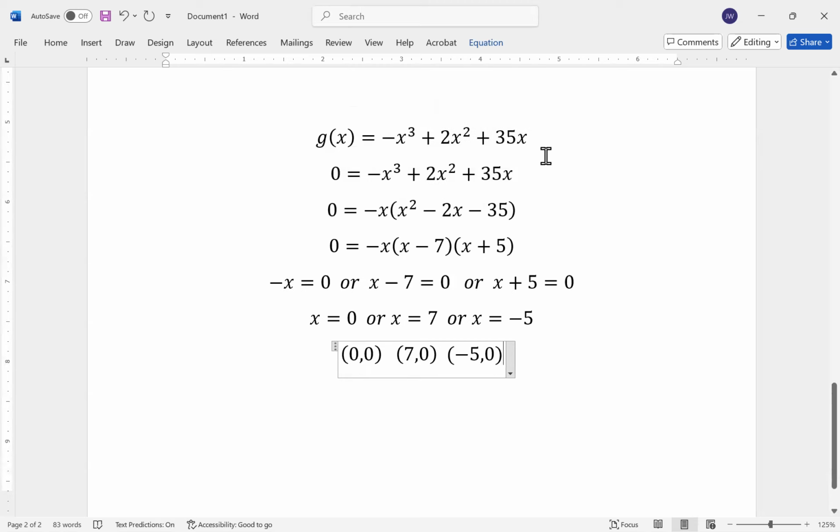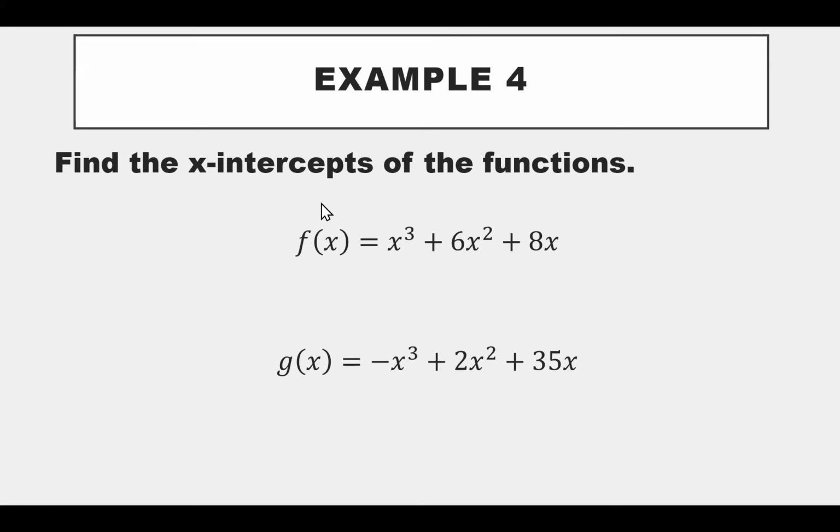So one trick we can use if all of the terms have an x in it is just to factor out that x. And then factor out the coefficient on whatever the highest term is. So factor out the lead coefficient as well. And hopefully you get something that is easy to factor on the inside of this parentheses. So that's one tool for finding x-intercepts using factoring out the greatest common factor.